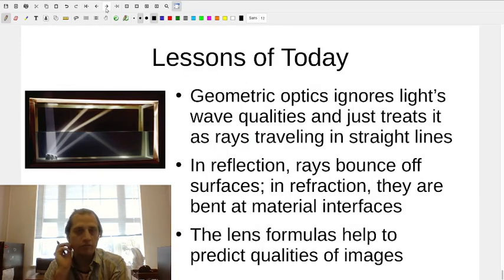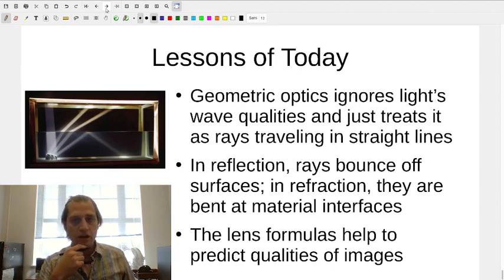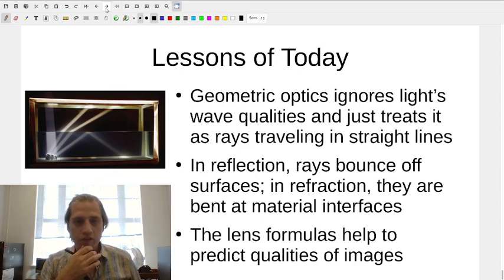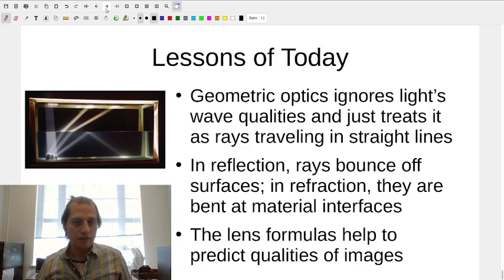Okay, so what have we learned? We learned that geometric optics ignores light's wave qualities, just treats it as rays traveling in straight lines. The light bounces off of surfaces. That's our law of reflection for mirrors. In refraction, they're bent at material interfaces, and these lens formulas help us to predict how images are made with thin lenses and curved mirrors.